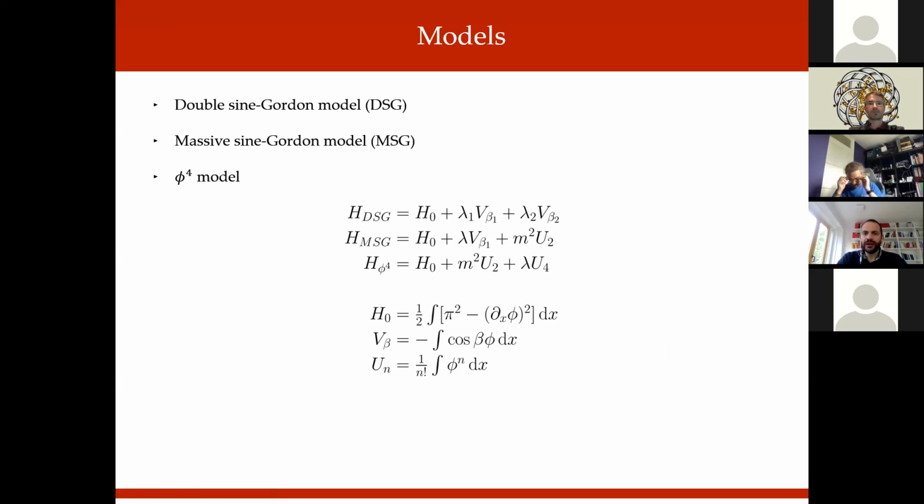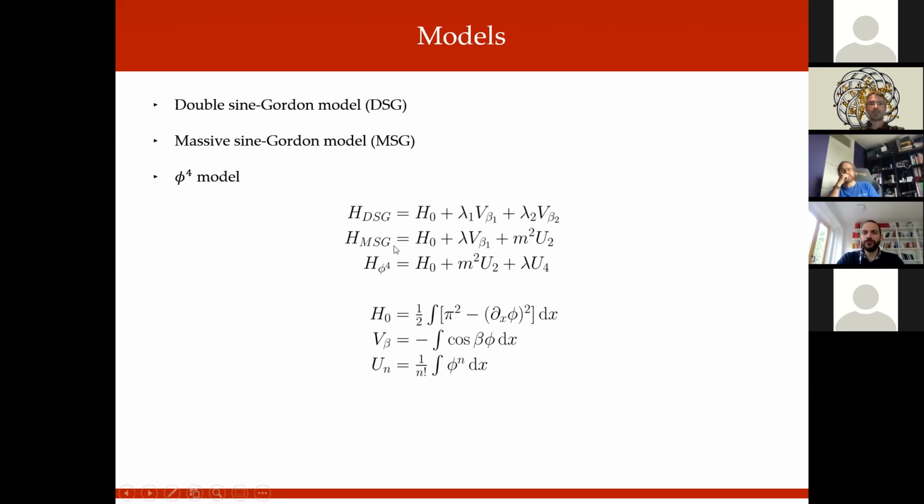And now I perturb it, adding interactions to the Hamiltonian. And we have these different types of perturbations that we considered. V beta is an interaction of the cosine type. And the double sine-Gordon model is described by adding two different terms of cosine type with different frequencies, beta 1 and beta 2.